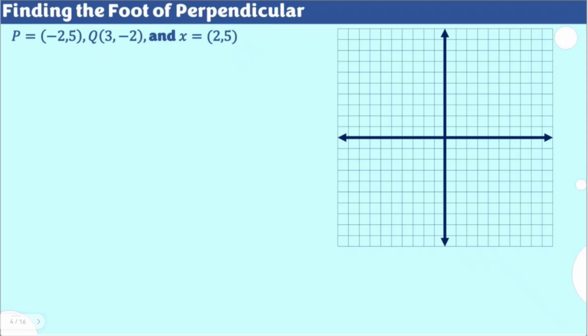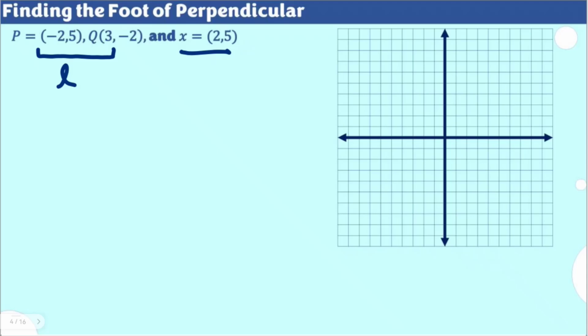So let's determine the foot of the perpendicular using this criteria. Let's say that point P and point Q are on the same line L. And X is not on that L, but it's actually the considered point on the perpendicular line to line L. So how do we determine this?